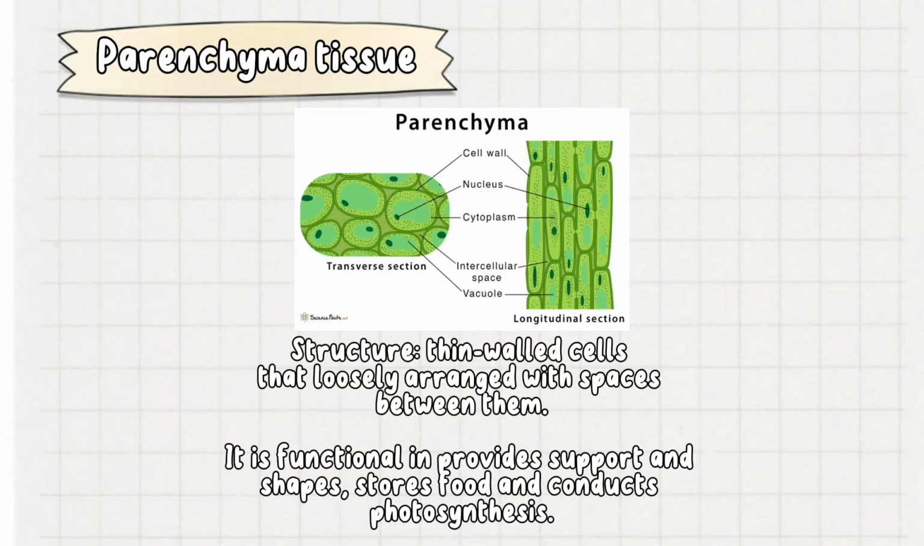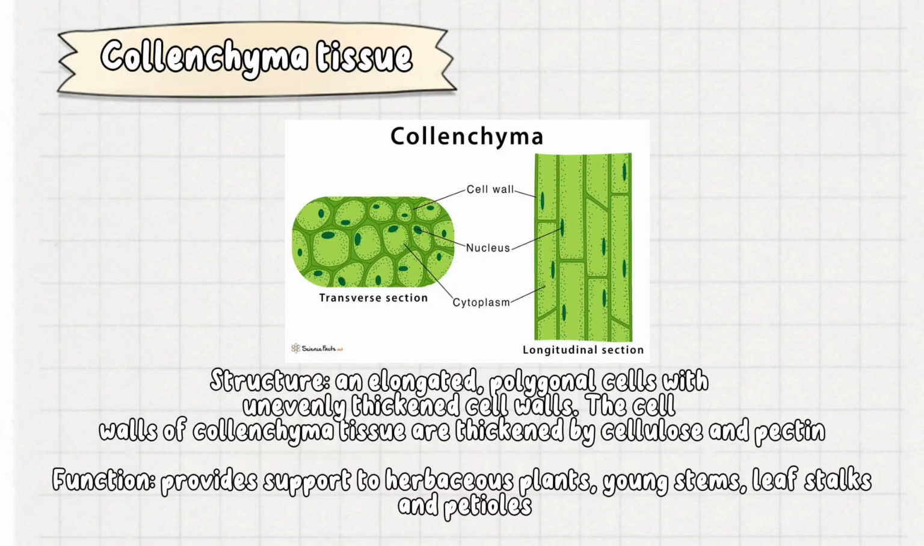Parenchyma tissue is made of thin-walled cells that are loosely arranged with space between them. It is functional in providing support and shape, storing food, and conducting photosynthesis. Collenchyma tissue is made of elongated polygonal cells with unevenly thickened cell walls. The cell walls of collenchyma tissue are thickened by cellulose and pectin. It is functional in providing support to herbaceous plants, young stems, leaf stalks, and petioles.